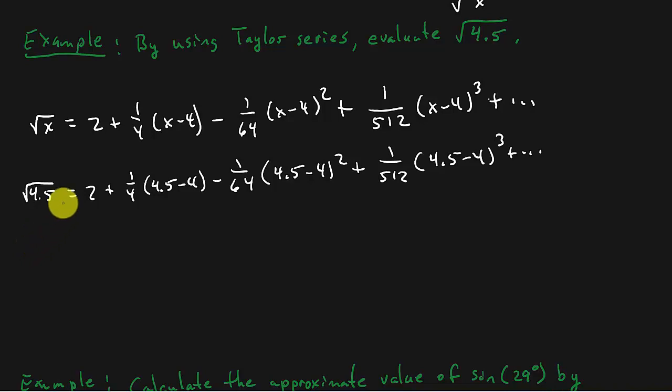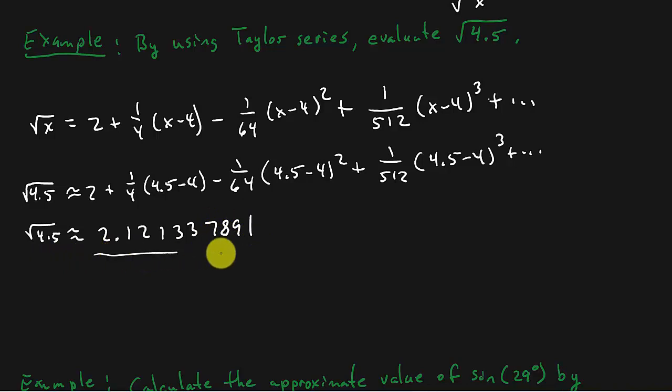And this right here is approximate. And so I get the square root of 4.5 is approximately, and then we just punch all that into our calculator, and we end up with 2.1213378917891. And so this is what we get for our approximation of square root of 4.5.